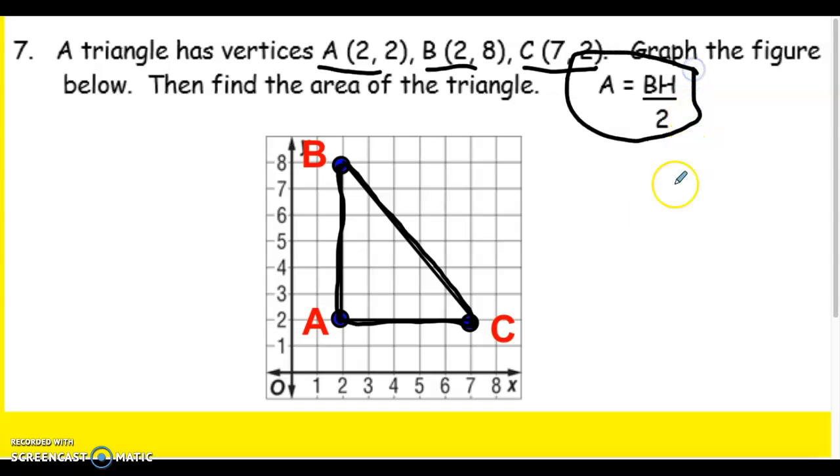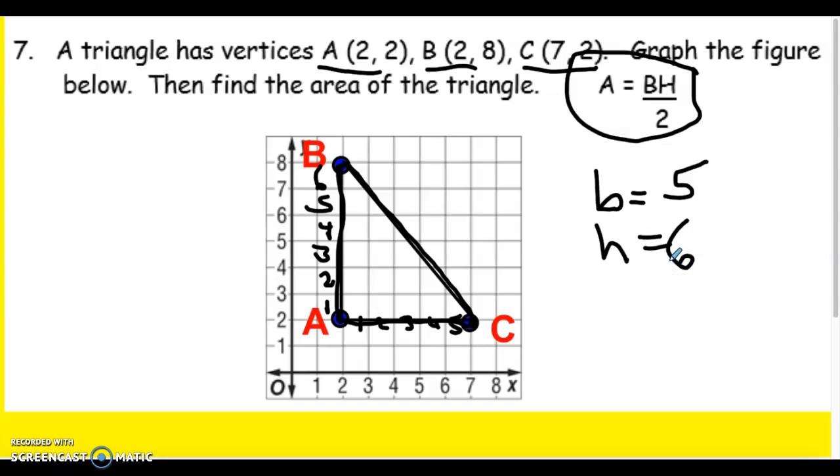So let's see, we have to figure out the base and the height. So I'm going to count. This is 1, 2, 3, 4, 5 units across. So my base is 5. And my height, how tall this is: 1, 2, 3, 4, 5, 6 units tall. So my height is 6. So I'm going to plug that in. I'm going to do base times height divided by 2 and label it, whatever my answer comes out to, as units squared. I apologize for my sloppy handwriting. It's a little hard to write with a mouse.